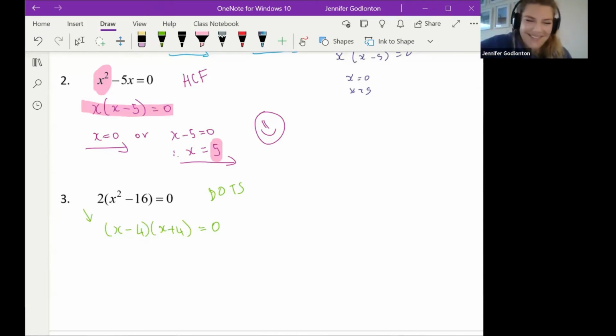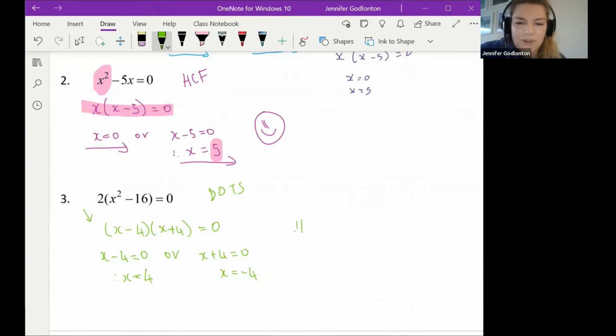So ma'am, it's gonna be x minus 4 equals to 0 or x plus 4 equals to 0. Nice. Therefore, my 2 answers are gonna be x equals to 4 and x equals to negative 4. Beautiful, 100%. Nice job. Okay, loving it, guys.